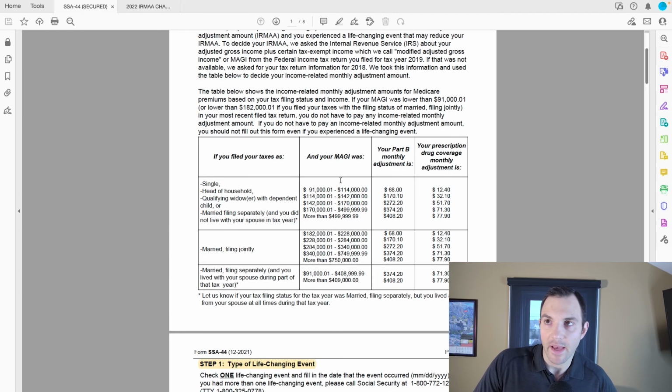So that was a quick overview of why you have to pay an income-related monthly adjustment amount if you do, and ways of appealing it.